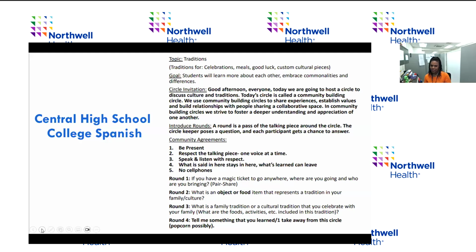If you've ever done one of these circles, you'll see that a simple round, like if you have a magic ticket to go anywhere, where are you going and who are you bringing? It brings so much information into the room and so much community building, because when students start talking about where they want to go, who they're going to bring, or they bring in an object that represents them, or a food item to talk about their family and their tradition.